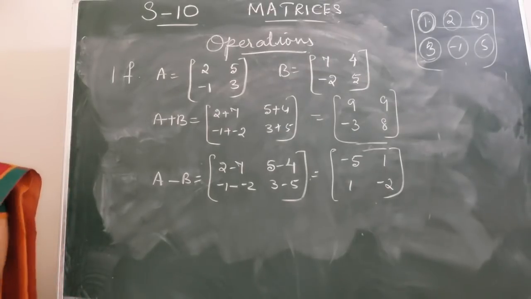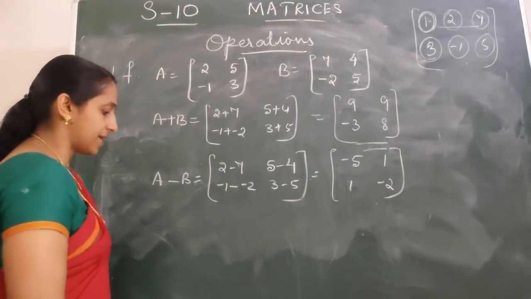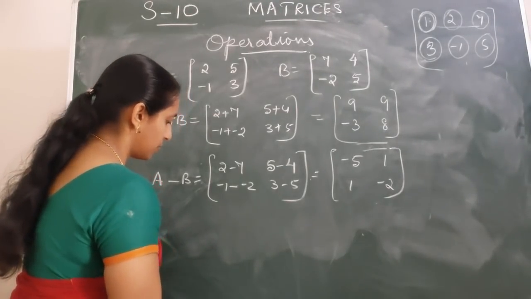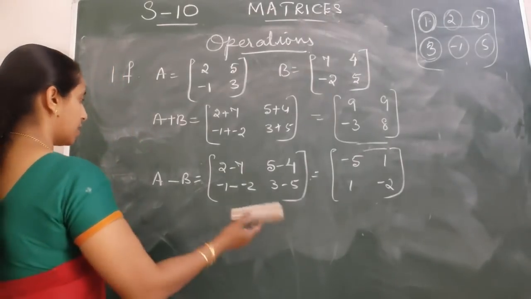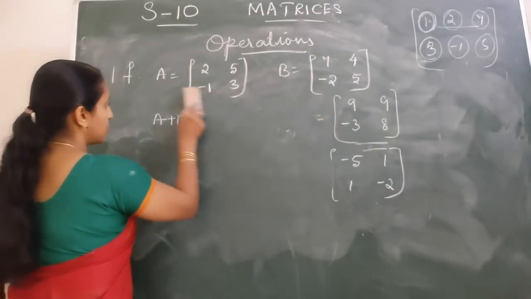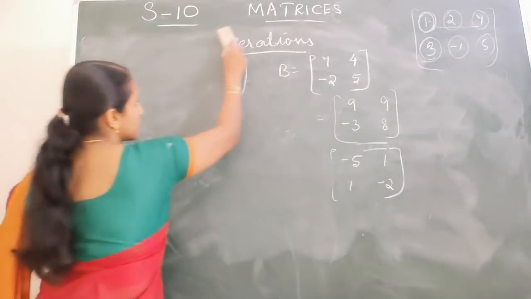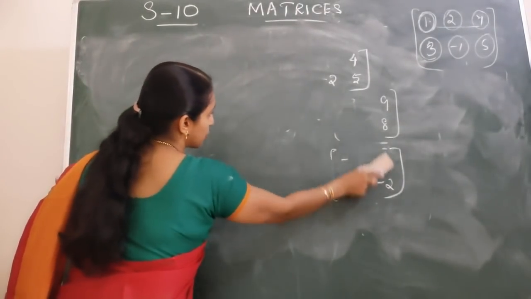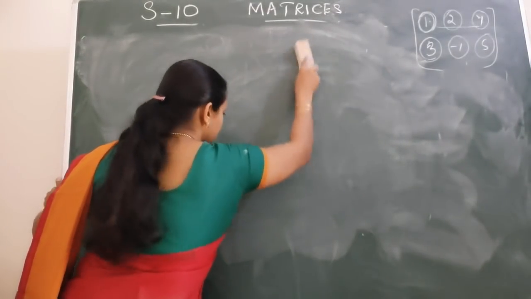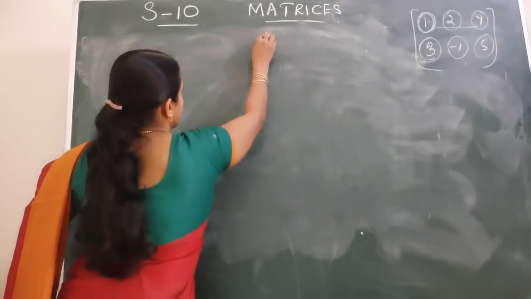Okay, then children, take out Exercise 8.2. You can see that's also easy. Operation on matrices, 8.2. I will solve a few questions as class work and the remaining questions you do as homework.